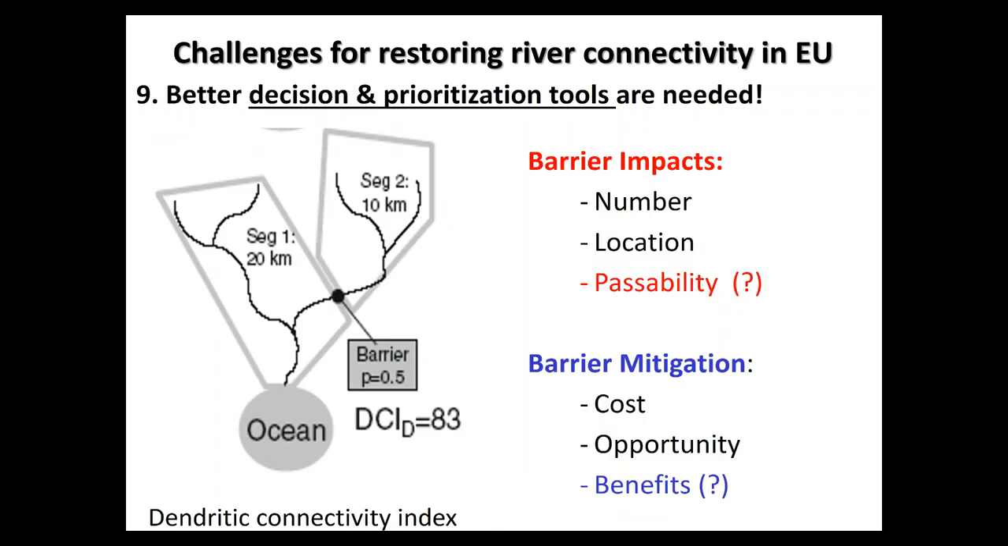Finally, all these different challenges raise the need to build decision and prioritization tools for river barriers, both in terms of assessing the barrier impact, so how to assess it, which metric to use. For instance, is passability, which is traditionally used to assess river connectivity, the best metric to assess the problem of river continuity, river segmentation, river fragmentation? And also in terms of barrier mitigation. So what are the benefits of barrier mitigation? What are the priorities for barrier mitigation, to mitigate the effect of barriers in our rivers?